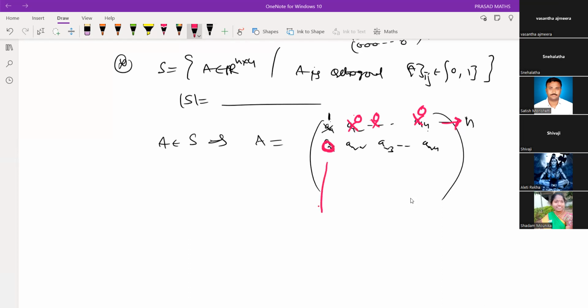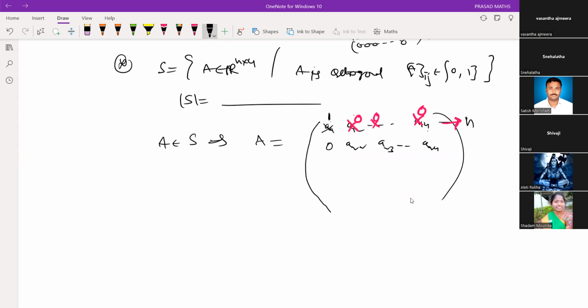Look at the column. The sum of the squares of the elements of the first column is 1, right? So if it is non-zero, suppose it is filled by 1, what happens? 1 square plus 1 square is 2, right? So therefore it could not be 1. It should be only one way. It should be 0.